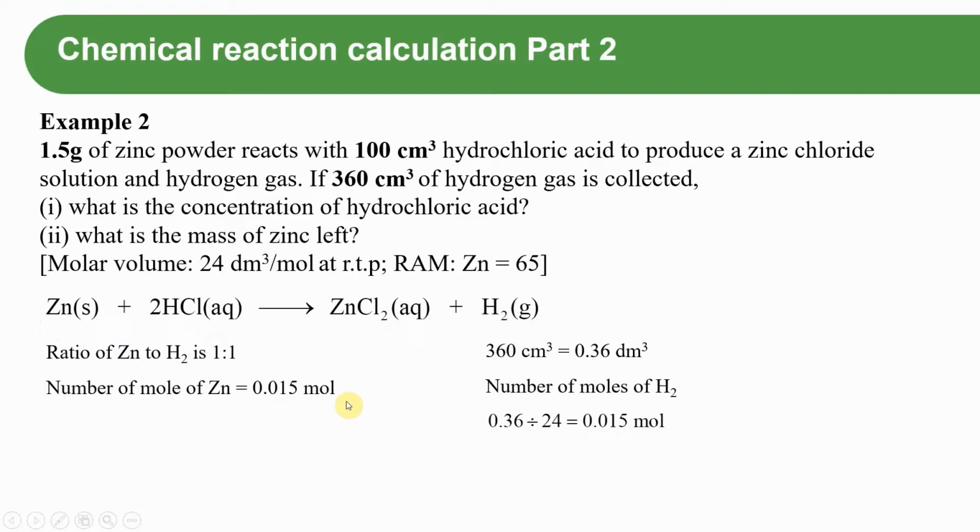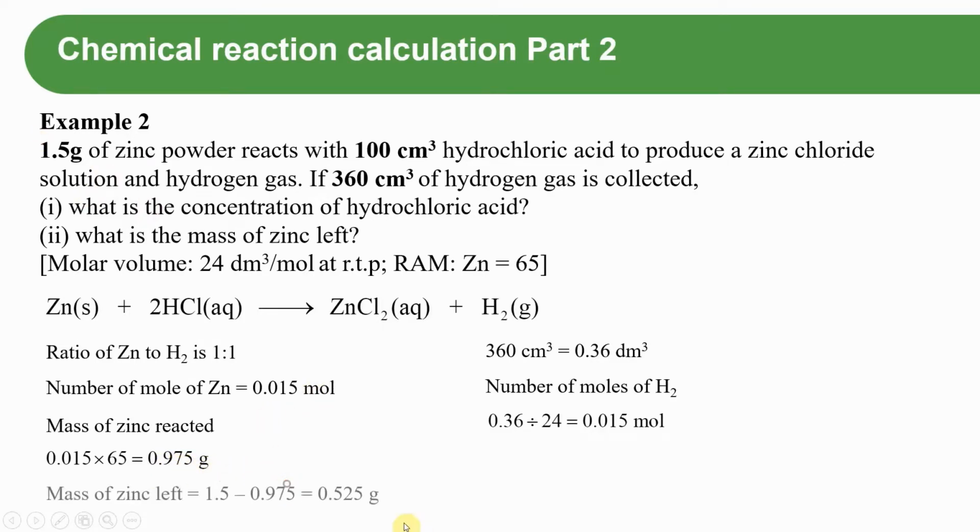And from mole, now we want to find mass. So we multiply by the molar mass of zinc, which is 65. So we get 0.975 gram that has reacted. So what is left, we just minus from 1.5, then that's the answer, 0.525 gram. So that's all for the second part of chemical reaction calculation that has to do with concentration, solutions, and solids and gas. But the general idea, the first is always to find the mole, and then we compare the mole. So that's all for this lesson.